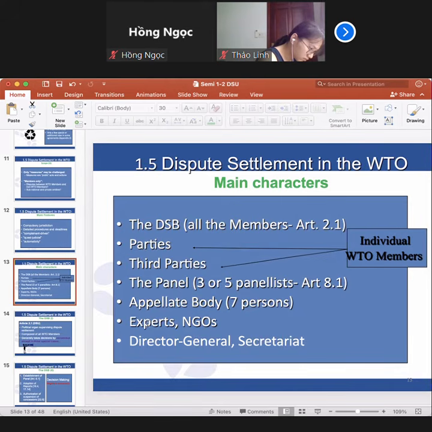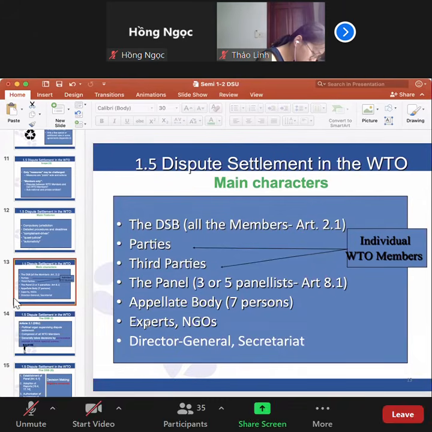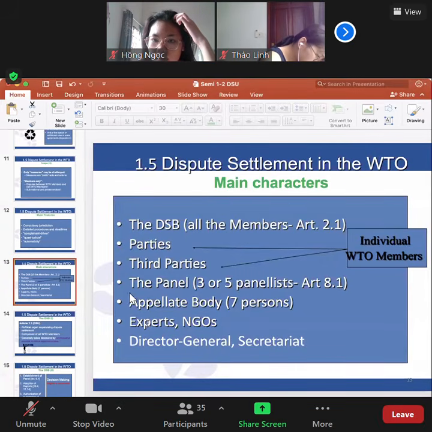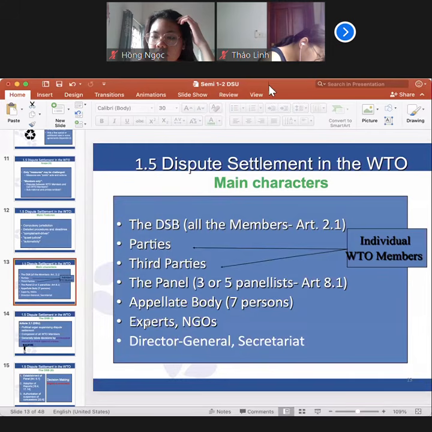And you may see experts and NGOs. Well, sometimes, if necessary, the dispute settlement body, specifically the panel and the appellate body, may ask for support from experts if they think that their explanation may support the rulings. And about the NGOs, they may provide evidence or documents to support one party in a dispute, and the AB or the panel have the right to decide whether to use those documents or not.